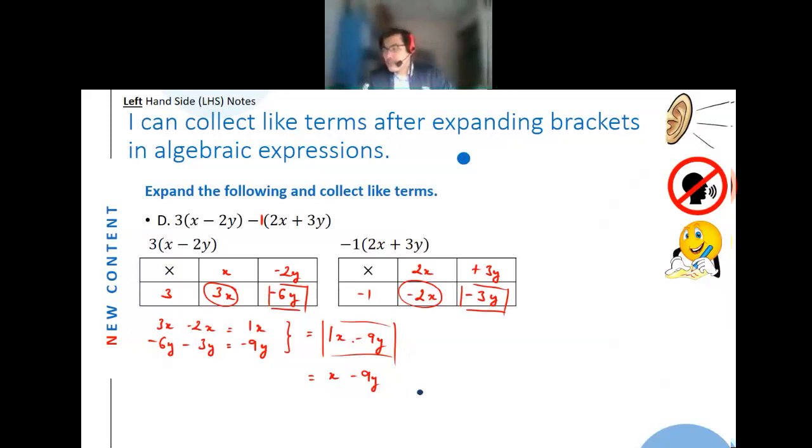Okay. Now make sure that you only combine the like terms. If there's no like terms, you just write them out. Okay. You don't have to do anything else. So hopefully that helps you with that.